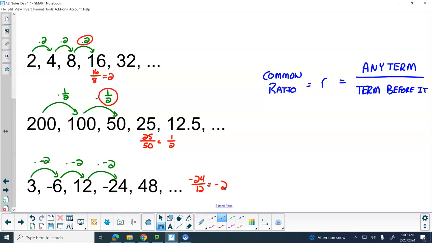50 divided by 100 is 1/2. 100 divided by 200 is 1/2. 32 divided by 16 is 2. Take any term divided by the term right before it. That gets you your number. Okay? So it helps if you write out at least 3 terms in your sequence.